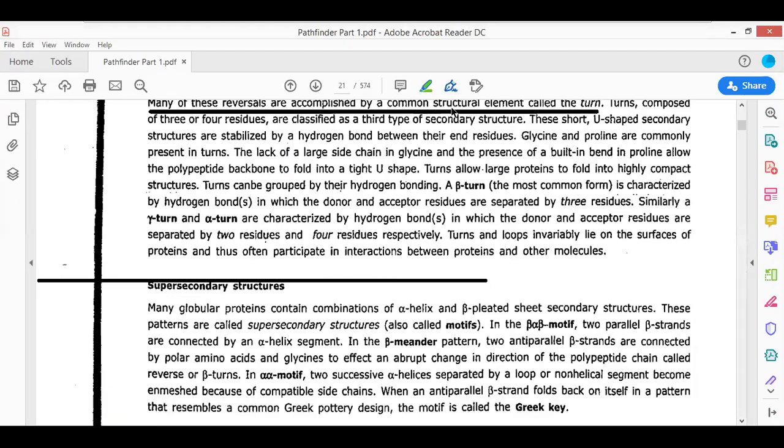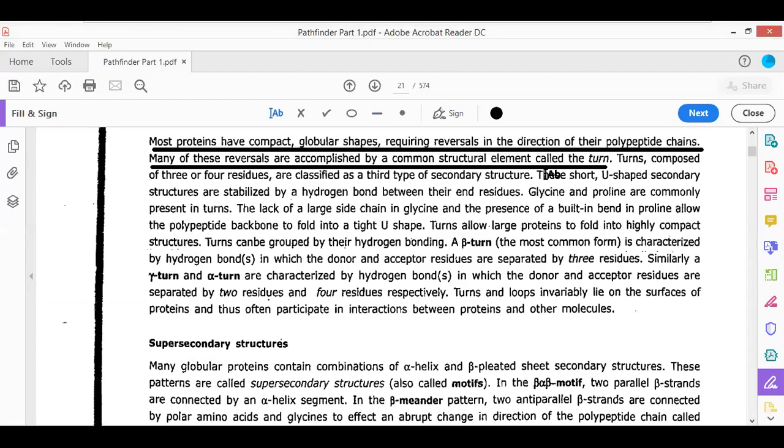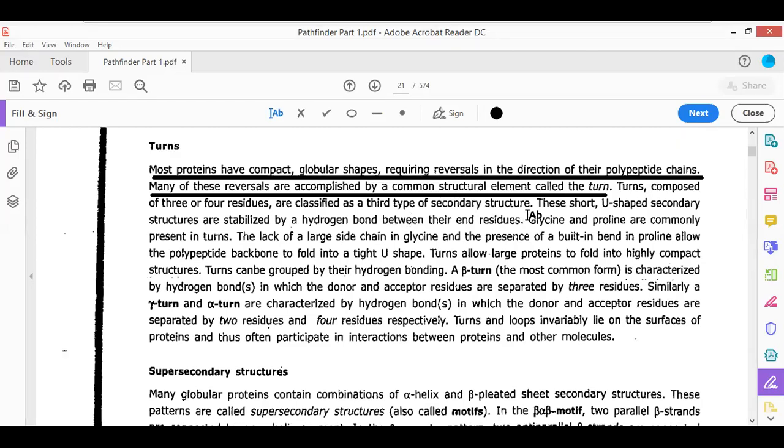See, I'm going to talk about all these different types of secondary structures which are present here. I'm just deleting this out. Okay, now see this. These are U-shaped secondary structures. So how are these turns present? Turns are actually U-shaped secondary structures that are stabilized by hydrogen bonds between their end residues. Glycine and proline are commonly present in turns. Okay, so there are two amino acid residues. One is referred to as glycine, another one is referred to as proline. And these are the commonest amino acid residues present within the structure of the turns, because they will cause the change in the structure of the polypeptide.